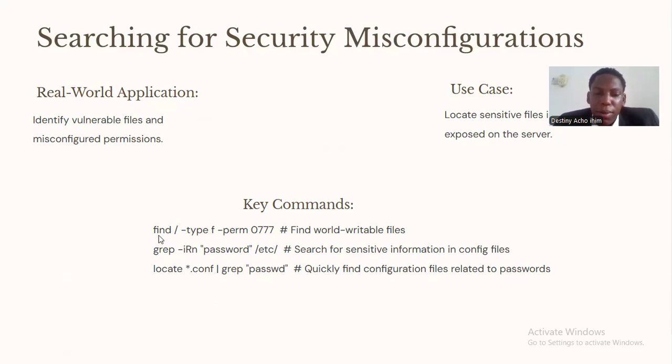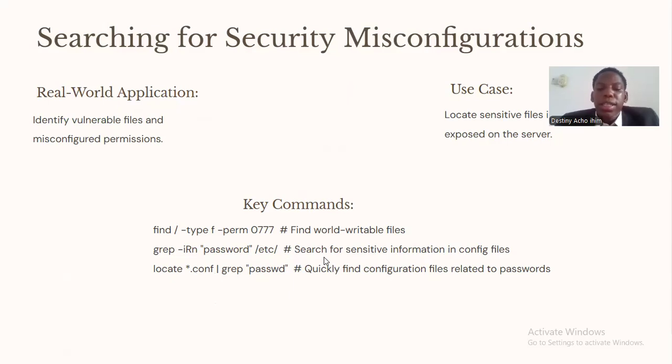Find is the main command, and then the type is the type of file that we're looking for, and then the permission that it was given. So this is what we can use to locate vulnerable files. Additionally, sensitive data can sometimes be found in overlooked configuration files. So the command grep -irn password in /etc will help us identify those risks.